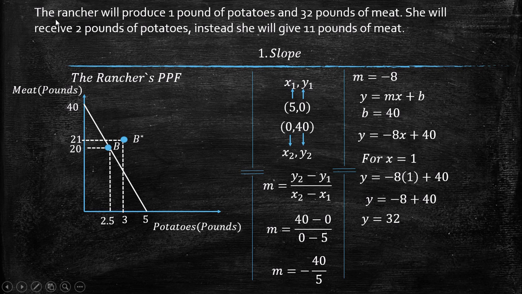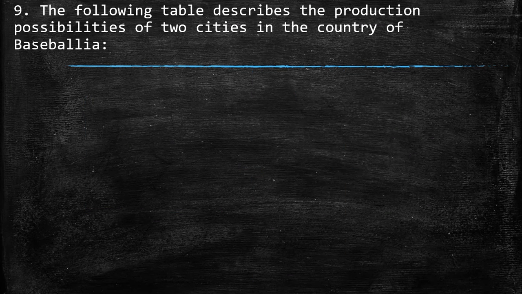So in this case, the rancher will produce 1 pound of potatoes and 32 pounds of meat. She will receive 2 pounds of potatoes. Instead, she will give 11 pounds of meat. So now, because she receives 2 pounds of potato plus 1 of her production, she's going to have 3, and she's going to have 32 less 11 that she's going to give to the farmer. At the end, she's going to have 21. So we see a point where both are better off.